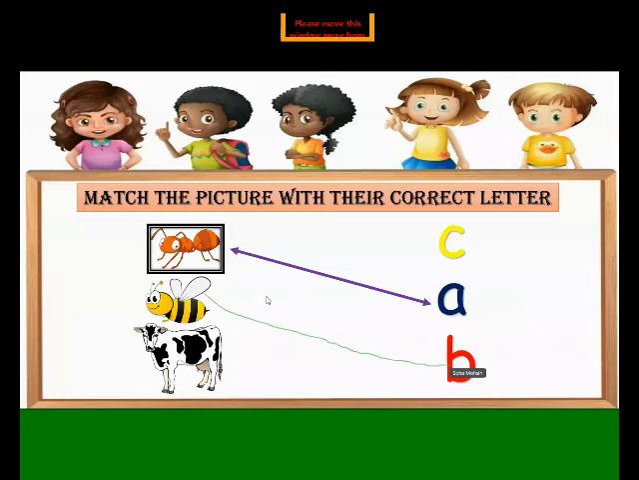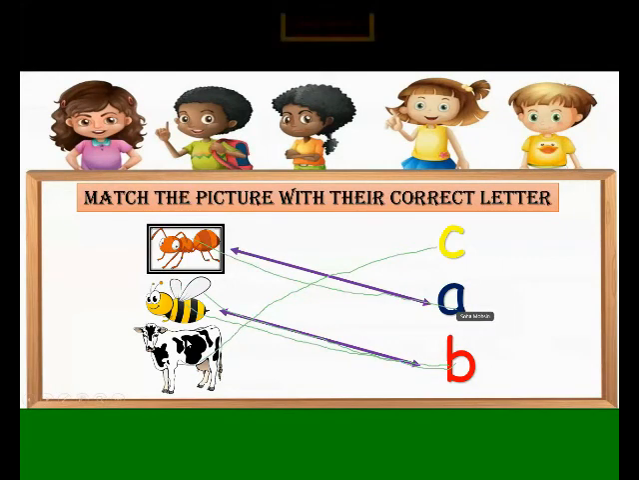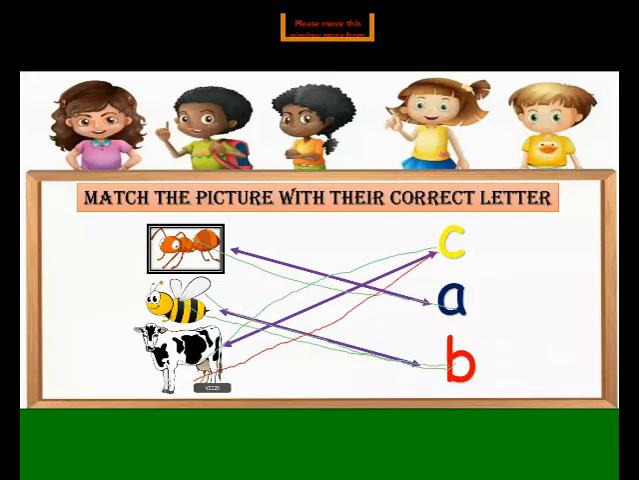And the first sound of bee is b. Okay, now, what is the next picture? Can you tell me? Yes, this is a cow. And the sound of cow is k. So we will match the pictures with their correct sound, like a, ant, b, bee, k, cow.